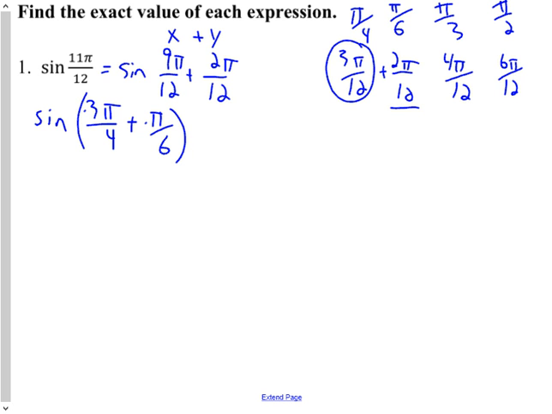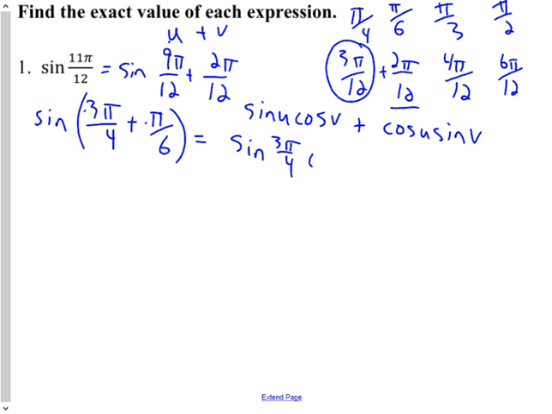And now we're just going straight to that formula sheet. Reminder, sine of u plus v, I wrote x and y, usually we use u and v, is going to give us sine u cosine v, same sign, plus cosine u sine v. So now filling that in, we've got sine of 3 pi over 4, cosine of pi over 6, plus cosine of 3 pi over 4, sine of pi over 6.